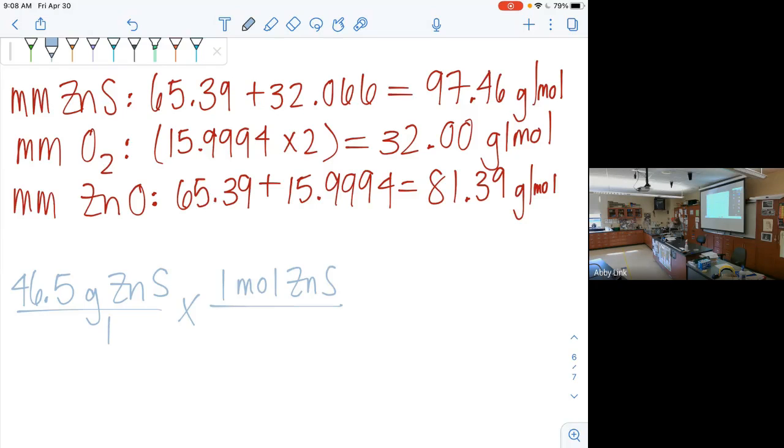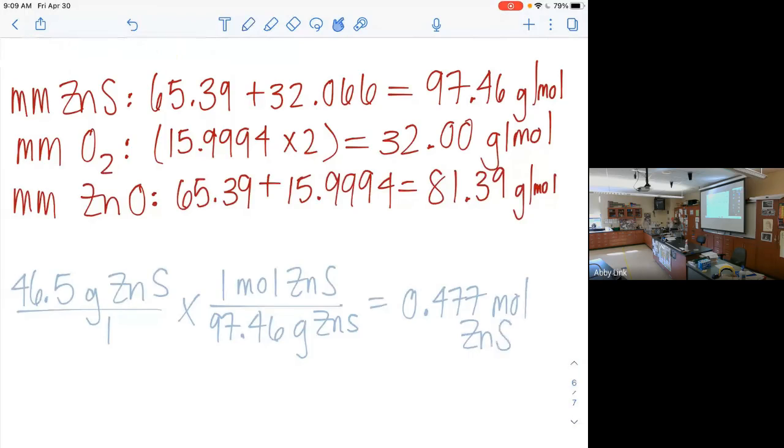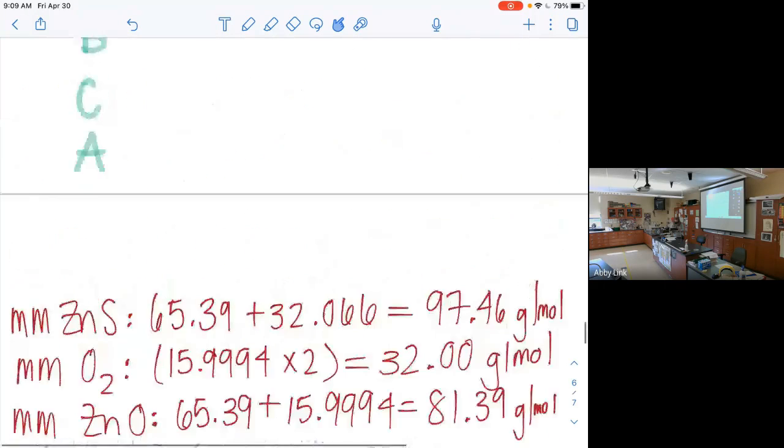All right, 97.46. All right, I end up with 3 sig figs here, 0.477. Much better number than the last BCA table. That value is our before value for ZnS, so let's go up to our BCA table and put that in there.